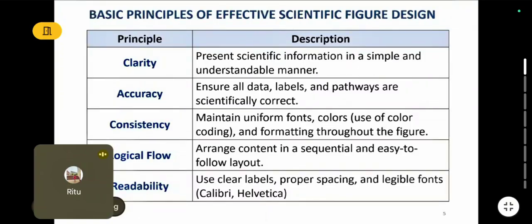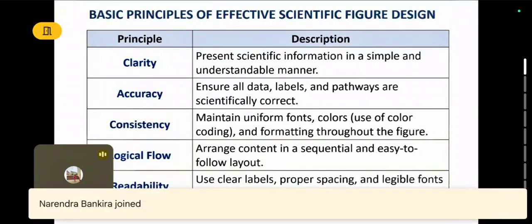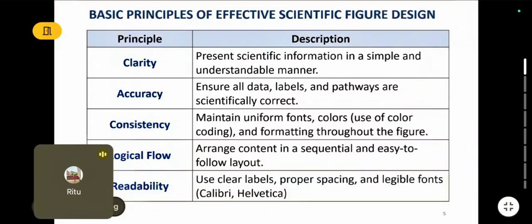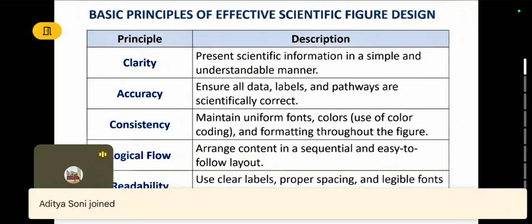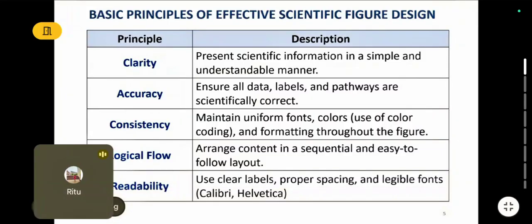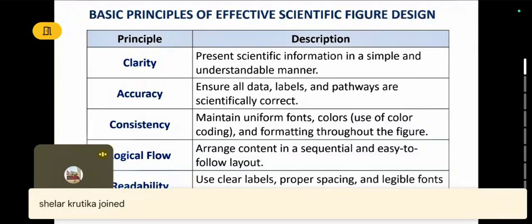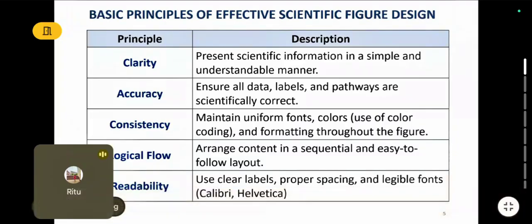And consistency: in every figure, you should maintain uniform fonts, colors, and formatting. It should not look like a jumbled layout. It should look like a proper scientific illustration so that it is uniform and consistent throughout, and not just for one figure. If you are making, say, 6 figures for a publication, ensure that all 6 figures have the same type of fonts. If you use different types of fonts in different figures, it creates a bad impression on the editor or the reviewer.